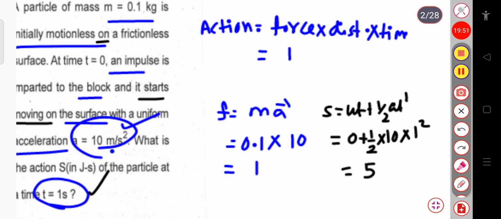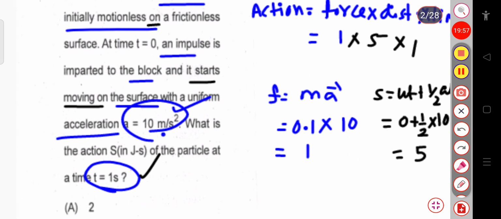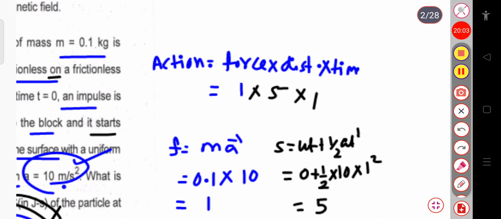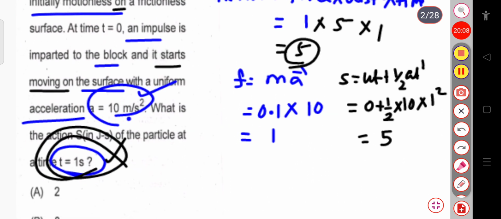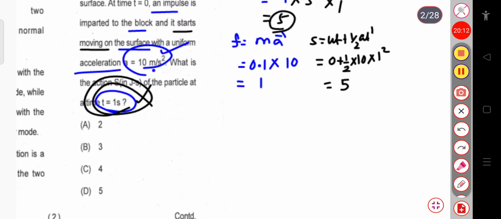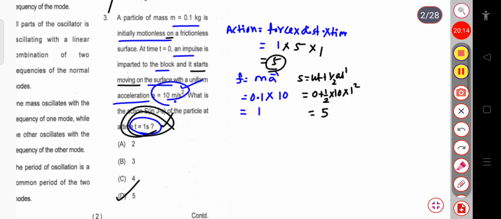Now 1 into 5, 5 is the distance, into time. For 1 second you have to calculate. So here 5 into 1 into 1, that is equal to 5. So the action will be equal to 5. So the value here is 5. This is our correct answer. In this way you can solve this question.